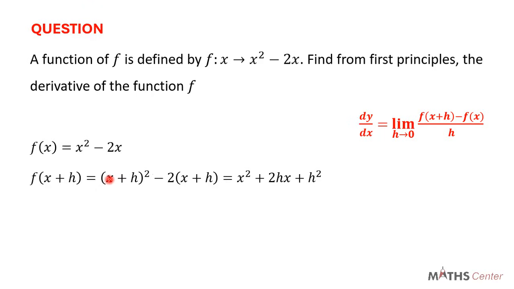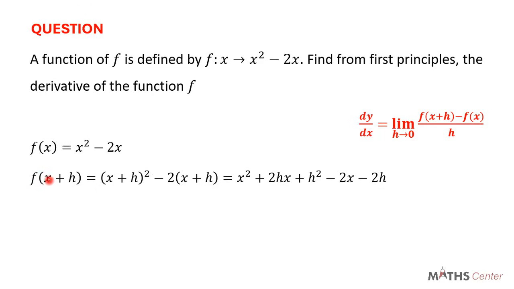When we do that, we have (x plus h) squared minus 2 into bracket x plus h, and this will be equal to, when you expand (x plus h) squared, you have x squared plus 2hx plus h squared. When you expand negative 2 into bracket x plus h, you have negative 2x minus 2h.